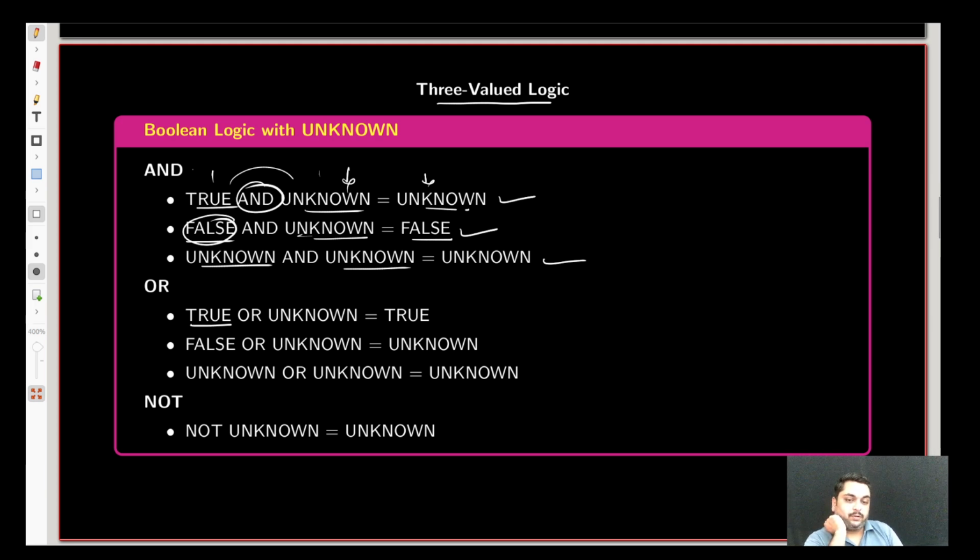In case of OR, it is just the opposite of AND. If one operand is true, then whatever the other operand may be, the result will always be true. False or unknown is unknown, because if it is false, then the other must be true for the result to be true, or the other must be false for the result to be false. So this is unknown. Unknown or unknown is unknown. Negation: not of unknown is always unknown. We cannot say that not of unknown is known.